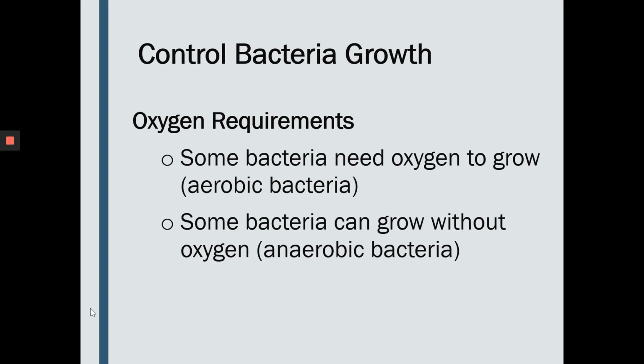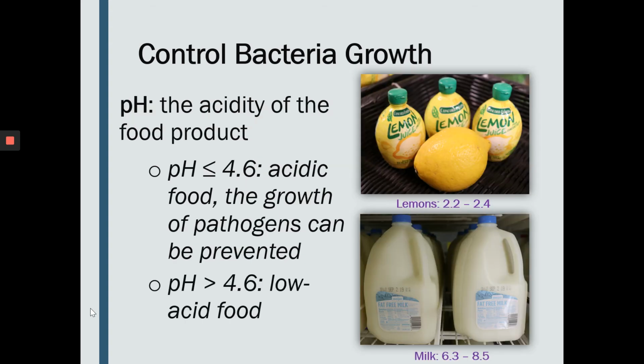Just like humans, some bacteria need oxygen to survive. Others can survive without oxygen. One bacterium that can grow without oxygen is Clostridium botulinum, which can cause botulism. Clostridium botulinum produces a deadly toxin. 1 teaspoon of toxin can kill 100,000 people. Never purchase or use swollen cans, as this could be an indicator of Clostridium botulinum.